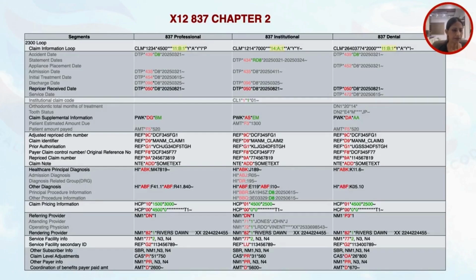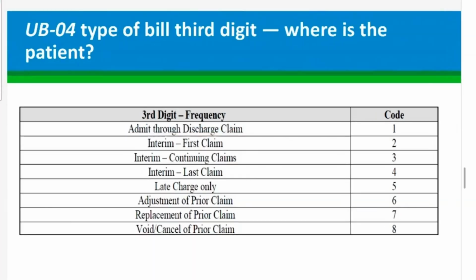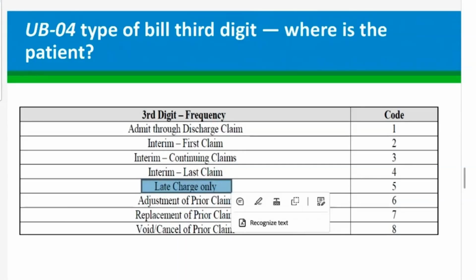Then coming back to the third CLM05 element, it represents the frequency of the claim, where 1 stands for original, 7 in CLM0503 stands for replacing a prior claim. If CLM0503 is equal to 8, then it identifies cancellation or nullification of a prior submitted claim. Then if this value is 5, it stands for late charge claim.